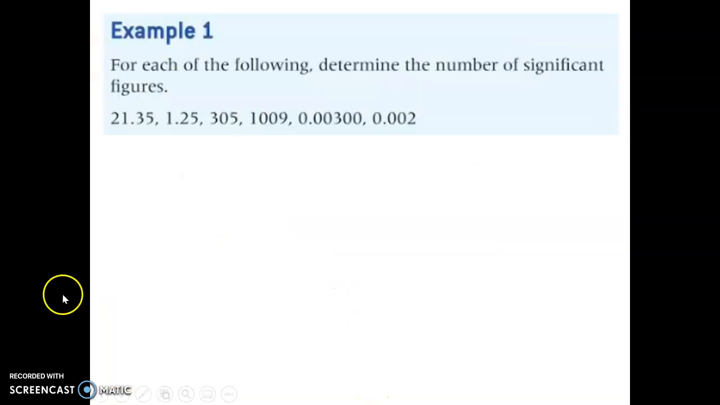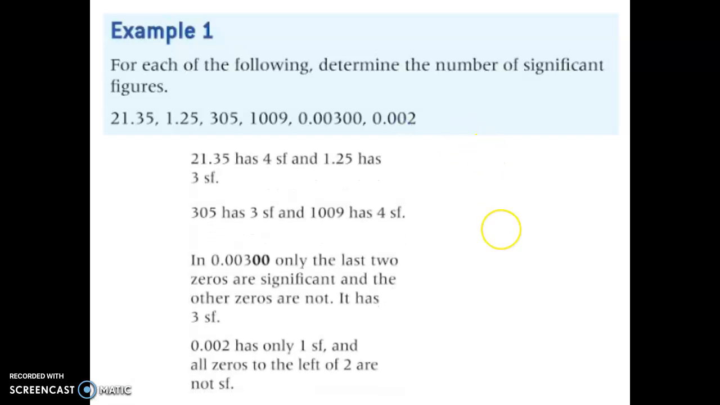Okay, so for each of these digits here, determine the number of significant figures. Let's see if you get the rules here. Try it out. Okay, and check your work here. If you got any of those wrong, check carefully here. It describes everyone.